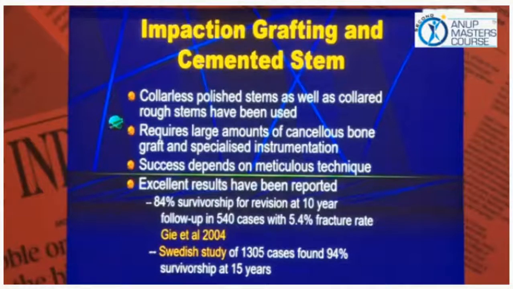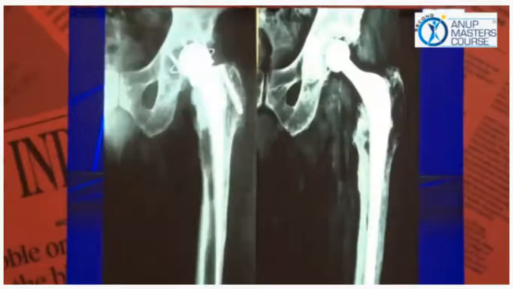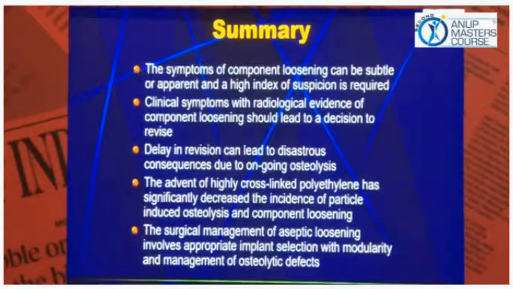The problem is proximal stress shielding. Impaction bone grafting for femoral stems is also a useful technique if you wish to go the cemented way. And in summary, symptoms of component loosening can be subtle or apparent, and usually radiology is sufficient to clinch a diagnosis. Delay in revision can lead to disastrous results. Highly cross-linked polyethylene has diminished the incidence of particle-induced osteolysis, and the surgical management involves very careful implant selection, use of modularity.